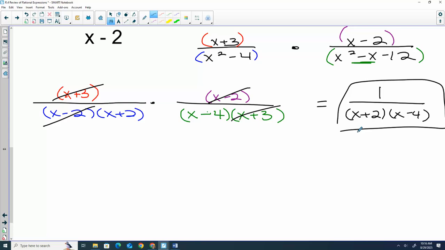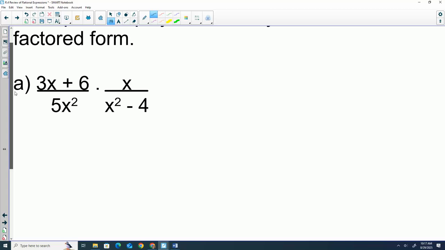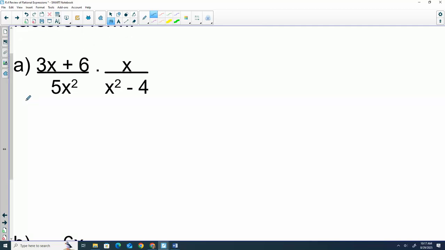Alright. Doing okay? Can we try a couple more together and then I'll give you guys a couple to try on your own? Same directions. We're just simplifying this and writing it in factored form.